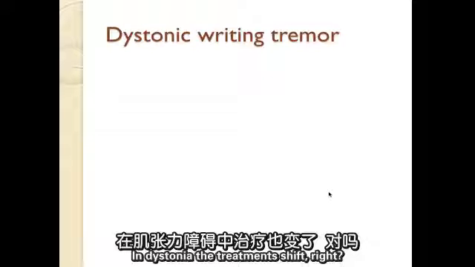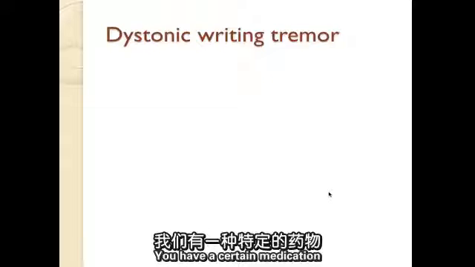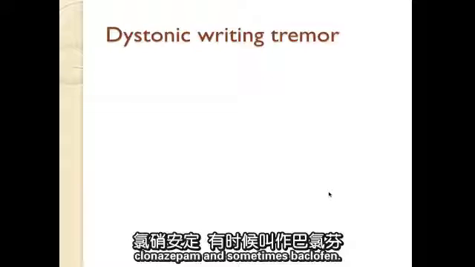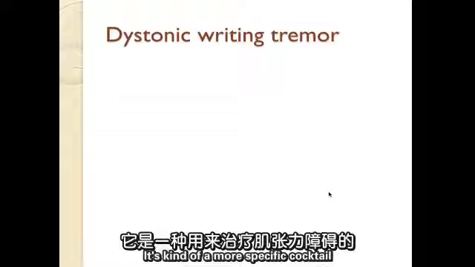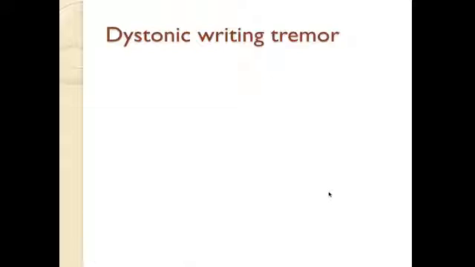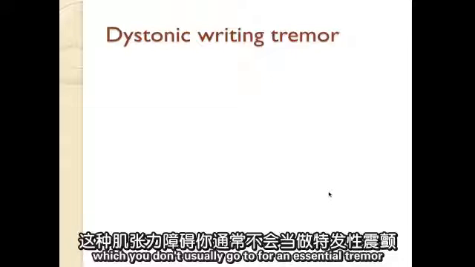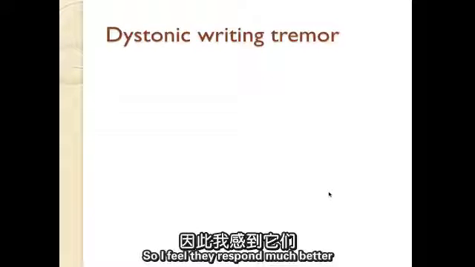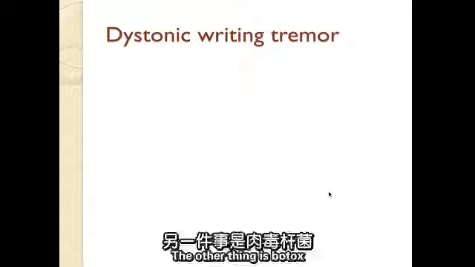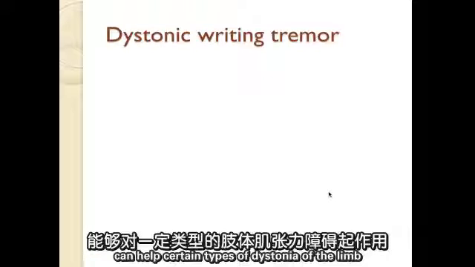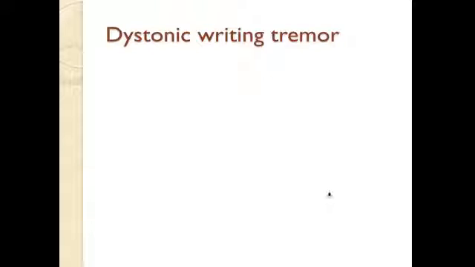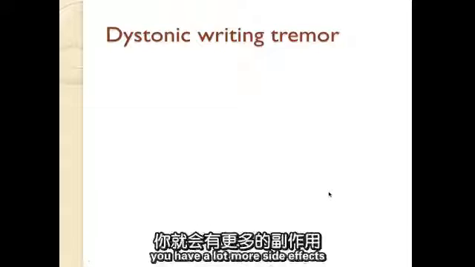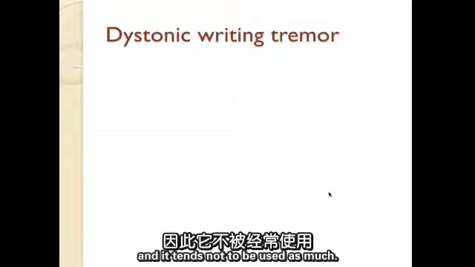In dystonia, the treatments shift, right? You have a certain medication that we use for dystonia, namely Artane, clonazepam, and sometimes baclofen. It's kind of a more specific cocktail we use for dystonia, which you don't usually go to for essential tremor, or if you classify primary writing tremor as a variant of essential tremor. So I feel that they respond much better to the dystonia treatments. The other thing is Botox can help certain types of dystonia of the limb, but for primary writing tremor, because there's no characteristic posturing that occurs, you have a lot more side effects and it tends not to be used as much.